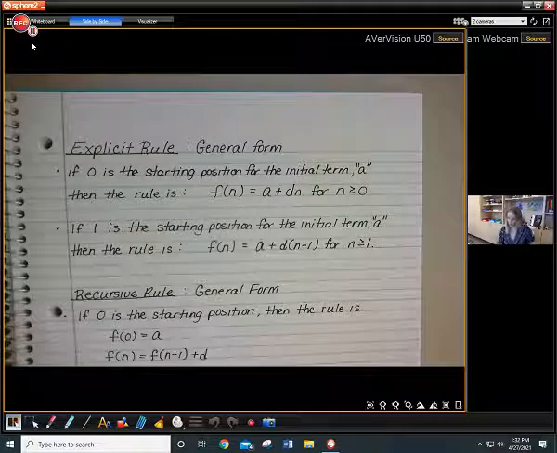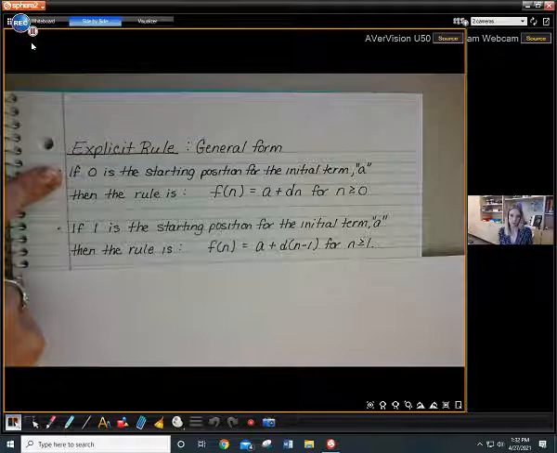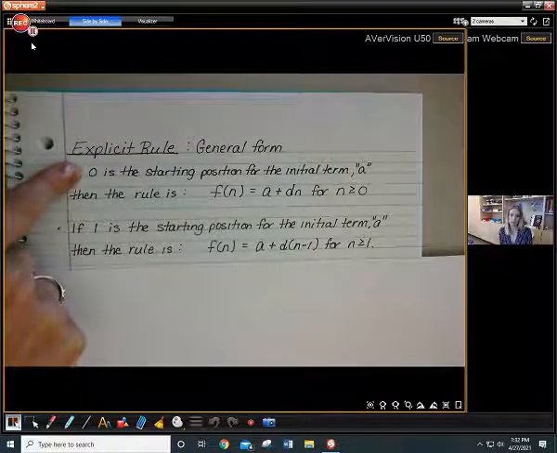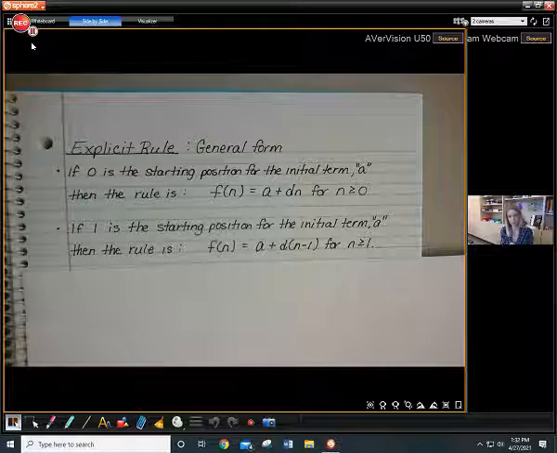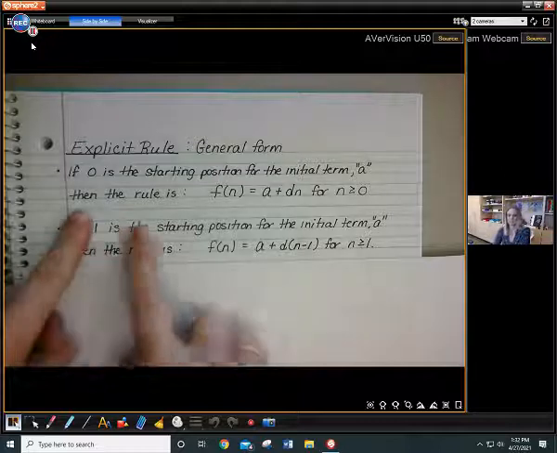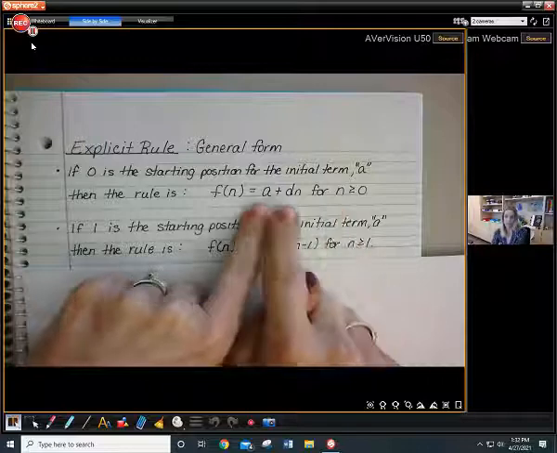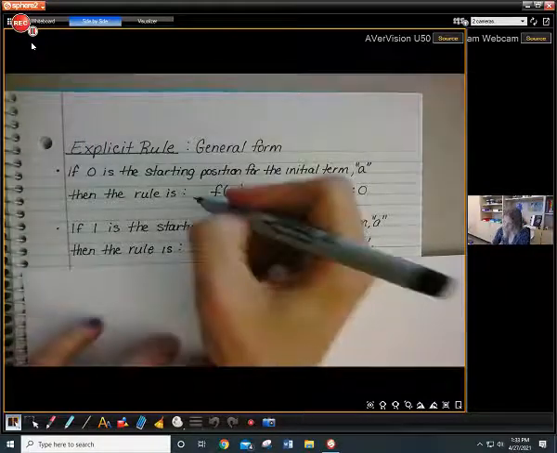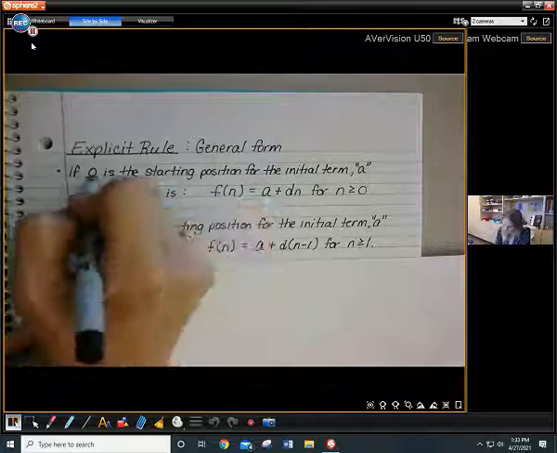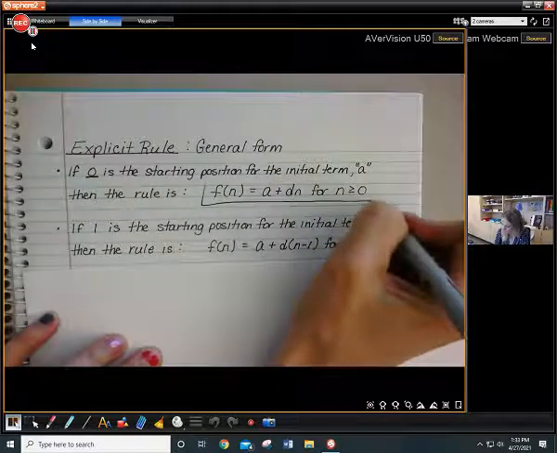All right, so for an explicit rule, if you start off and you're going to say, hey, I'm going to let 0 represent the initial starting point in the sequence, and then the next number, which would actually be the second spot, you're now allowing that to be a 1. This is going to be the equation that HRW uses. So you guys want to make sure that you write this down. Again, this is if you're saying that 0 is the starting position, this is the rule that you're going to write down.